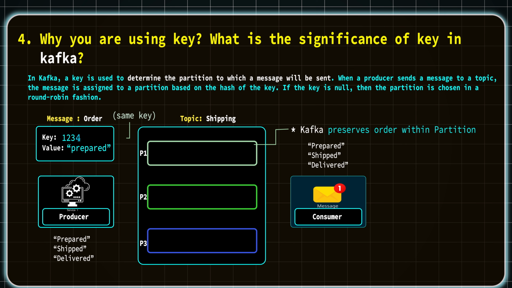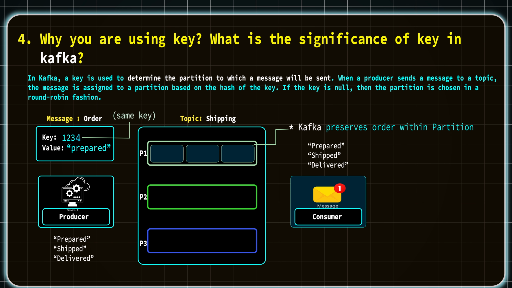Here in the example, you can see if I send the same key for several messages, like for one particular order that is prepared, shipped and delivered, then these three messages will be stored in the same partition, say P1, partition 1, and they will be delivered to the end system in the same order. Which is very important here. The user should not get the delivery message before getting the shipping message, right?